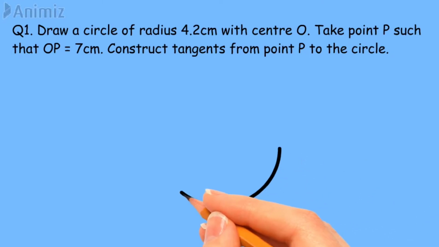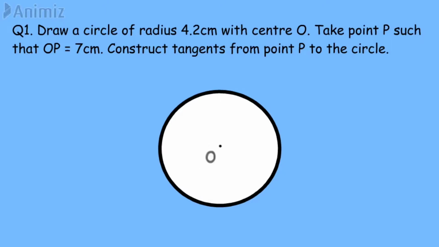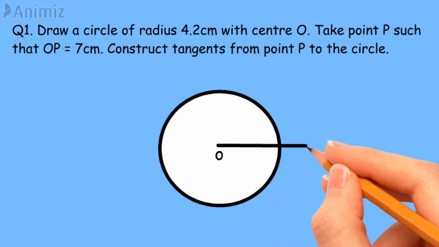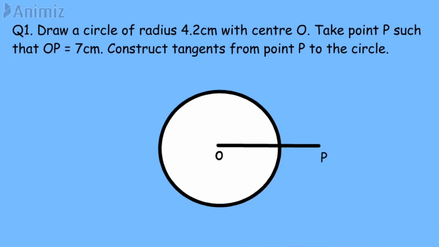For that, first you have to draw the circle of radius 4.2, and take the center O. Now from O, draw a segment OP of 7 centimeter. Keep your scale, O point on 0, P point on 7. You will get OP of length 7 centimeter. Now you have to draw the perpendicular bisector of OP.